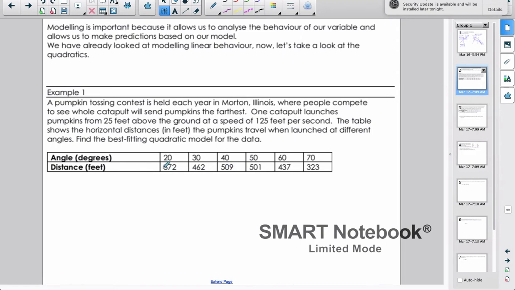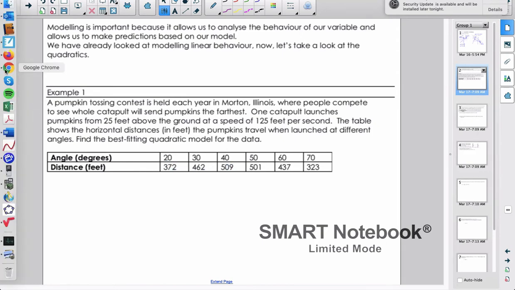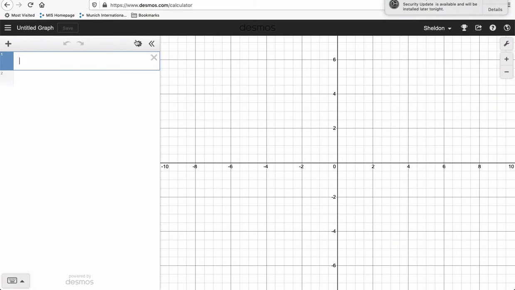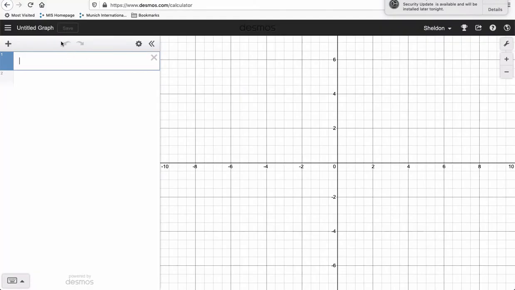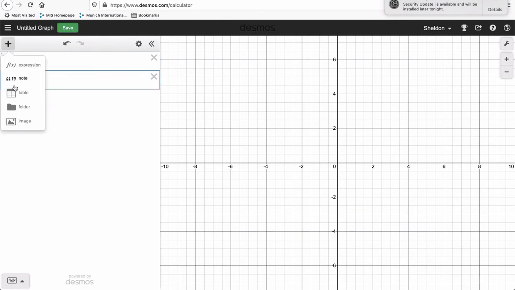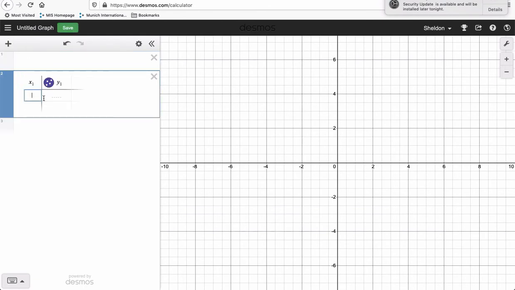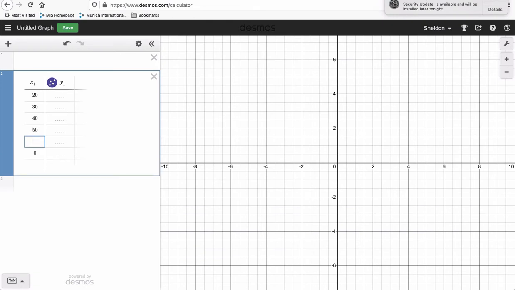One way we can do that is on an online graphing program called Desmos. I'm going to type in these values. I'll go to tables, so make sure you're on Desmos and then make a table. Then you can type in the x values here: 40, 50, 60, and I think it goes up to 70.